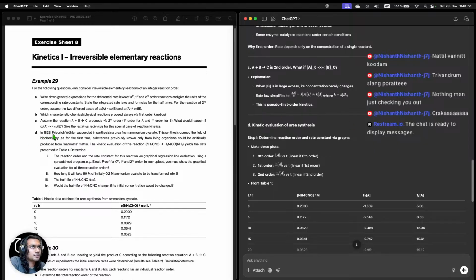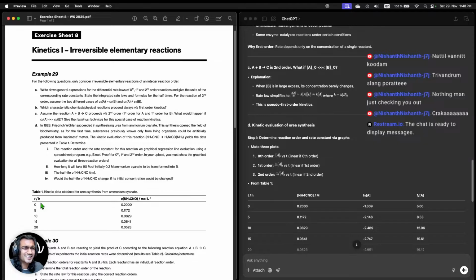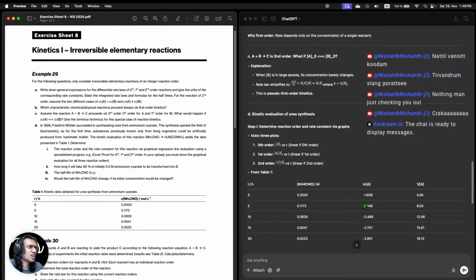In 1828, Friedrich Wöhler succeeded in synthesizing urea from ammonium cyanide. This synthesis opened the field of biochemistry as the first time substance previously known only from living organisms could be artificially produced from inanimate matter. The kinetic evaluation for this reaction yields the data presented in table 1. T per h. Temperature? Or temperature per hour?